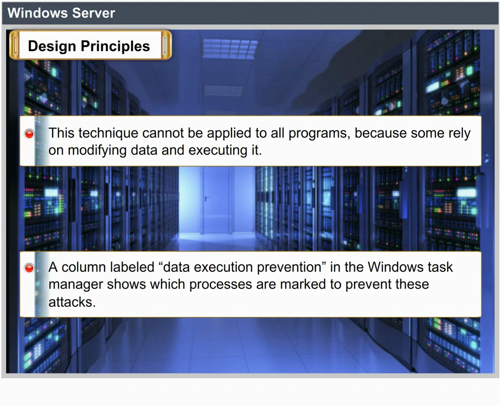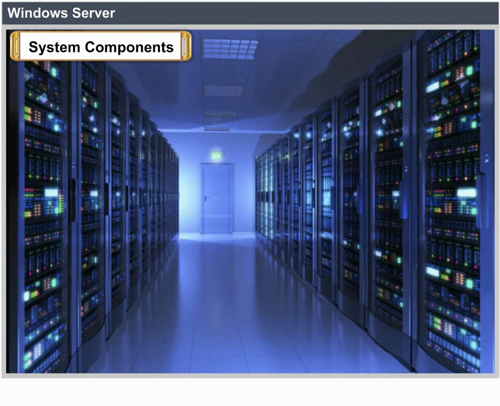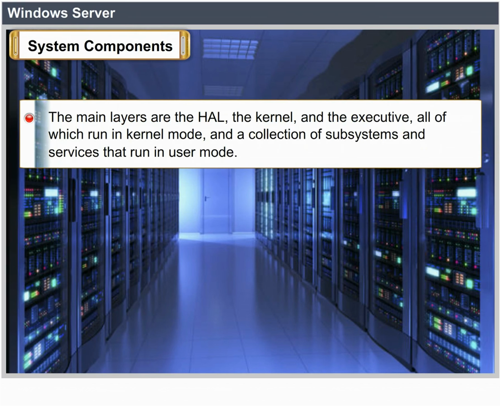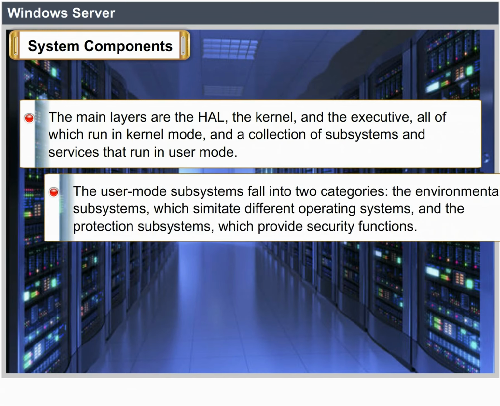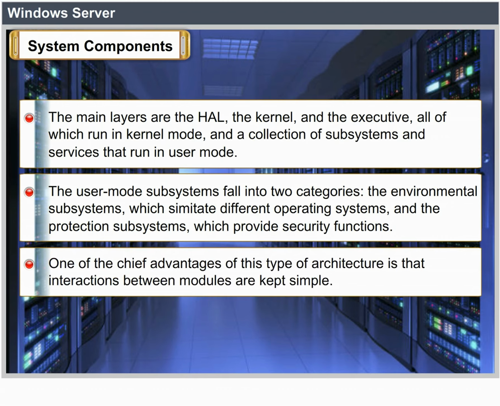System components. The main layers are the HAL, the kernel, and the executive, all of which run in kernel mode, and a collection of subsystems and services that run in user mode. The user mode subsystems fall into two categories: the environmental subsystems, which emulate different operating systems, and the protection subsystems, which provide security functions. One of the chief advantages of this type of architecture is that interactions between modules are kept simple. The remainder of this section describes these layers and subsystems.